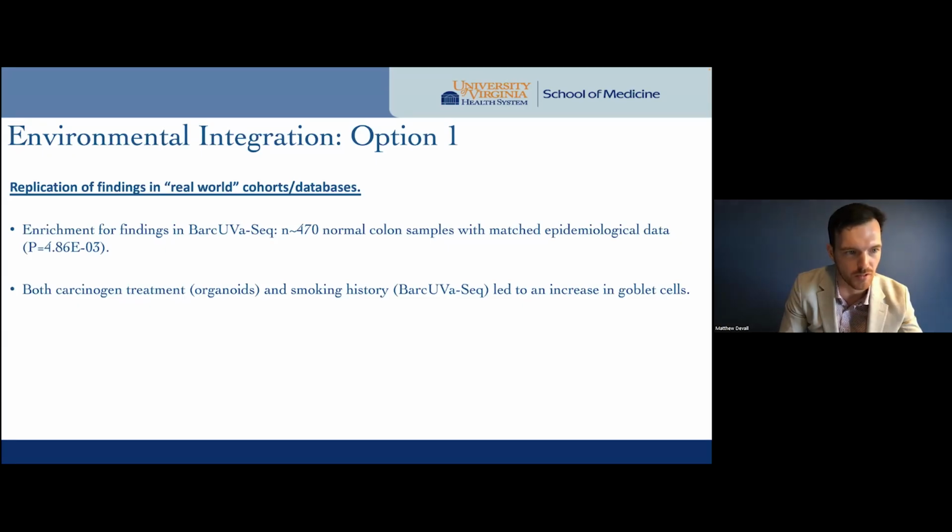I think it's really important to try and replicate these findings in real-world cohorts. We also saw that on the macro level of this, carcinogen treatment led to an increase in goblet cells. And we note that this was also something that we were able to see in Barsuva-Seq, which we thought was really exciting as well.